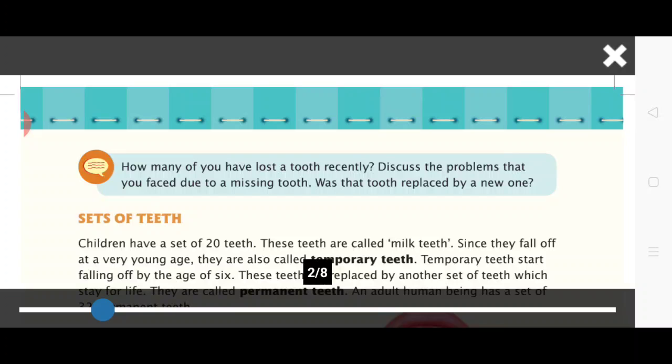So dear students, first of all, why are teeth important for us? Why are teeth important to us? हमारे लिए teeth important क्यों है?